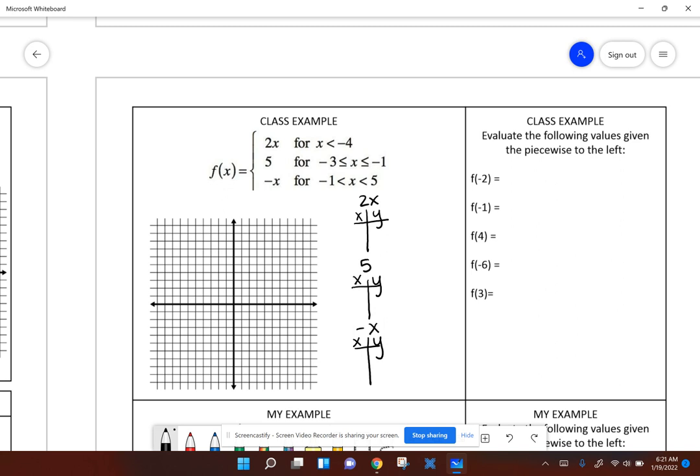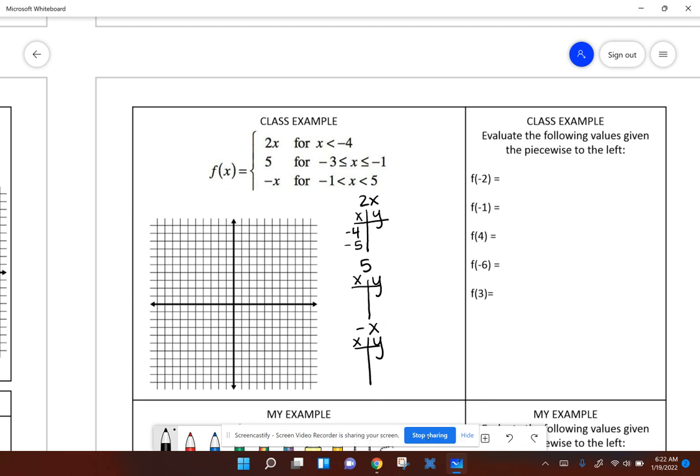So if we look at this first equation, the 2x one, my domain has a -4 in it, so I'm definitely going to use -4, but it doesn't have a second number, so this is when we need to choose one. This reads x is less than -4, so I'm going to choose a number smaller than -4, like -5. It's okay if you choose a different number than me.